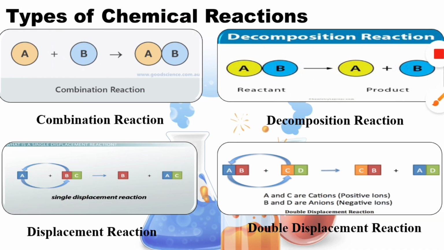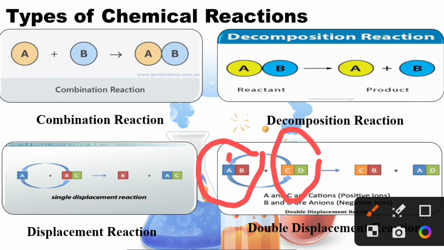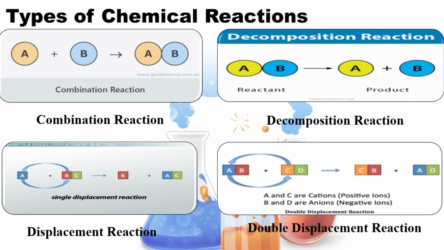Let's talk about the double displacement reaction. What happens in a double displacement reaction? There are two compounds: one compound with the two elements A and B, another compound with the two elements C and D. Now A will take the position of C and C will take the position of A. AB will become CB, and CD will become AD. So these two substances have exchanged their positions, have displaced each other. That's why this is called a double displacement reaction.